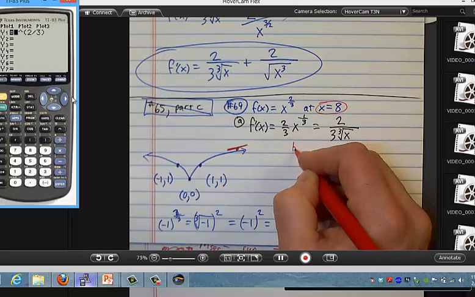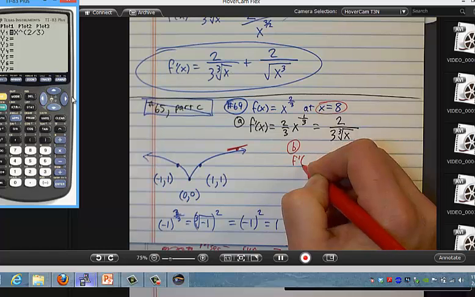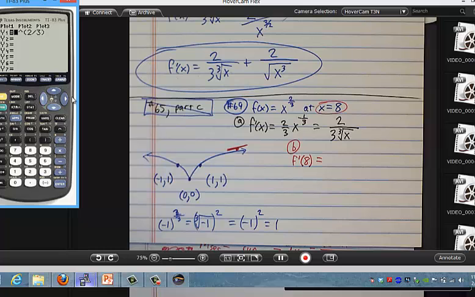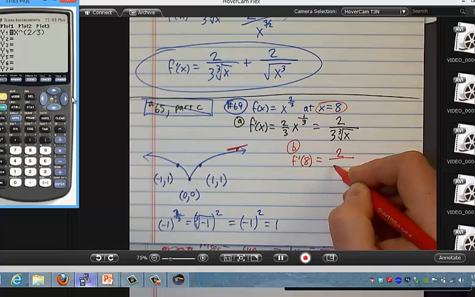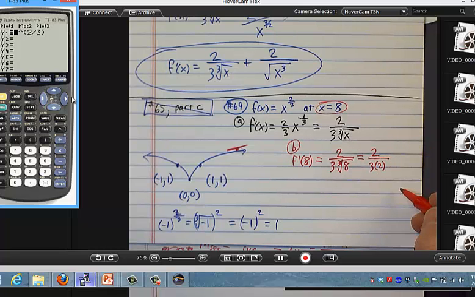Well, how do I do it? I do f prime of 8. So I'm going to use that little formula that I just came up with. 2 divided by 3 times the, what is the cube root of 8? So it's 2 divided by 3 times 2. So it's 2/6, or 1/3. That's the slope of the red line. Okay? So that would take care of 69B, which you asked about.